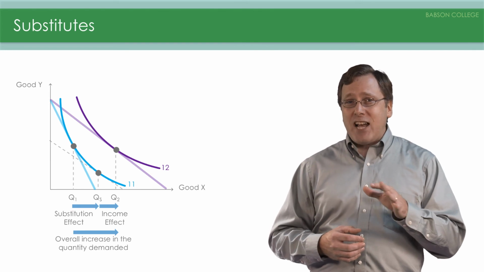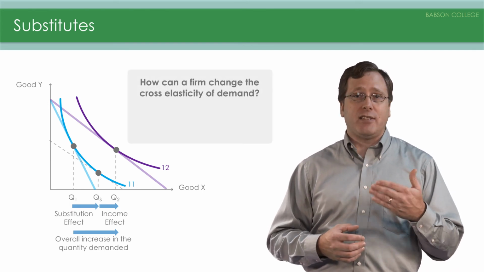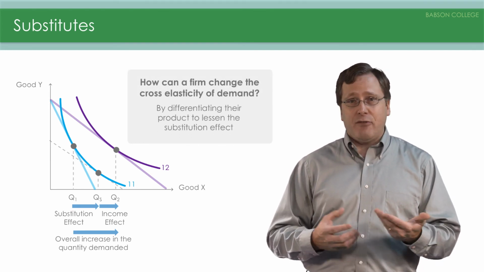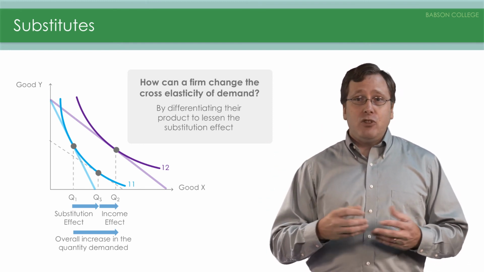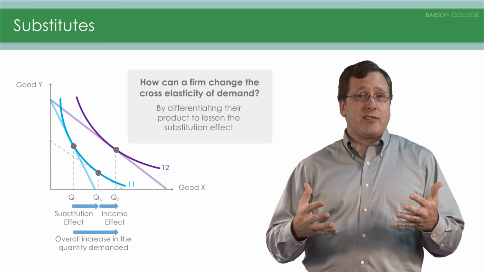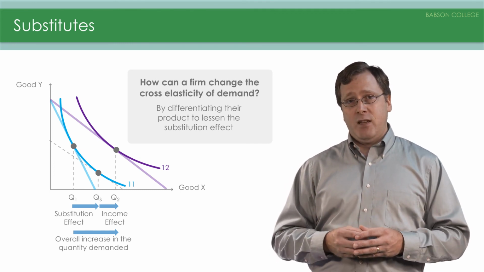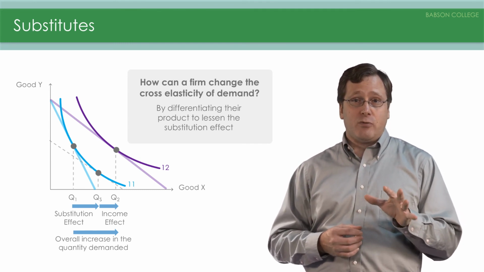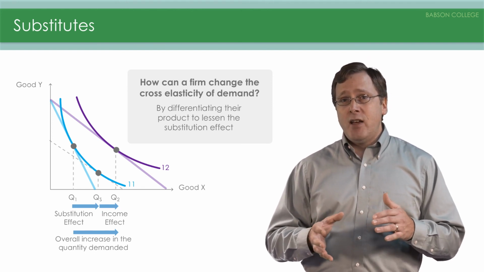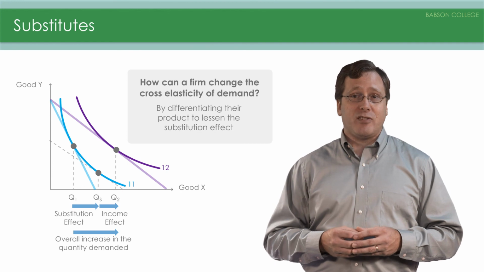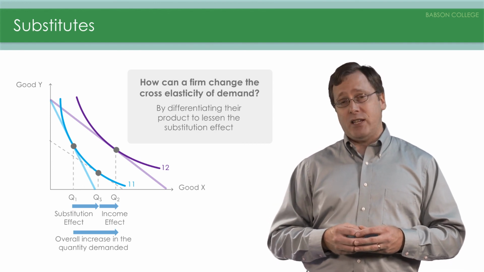What we're asking is, how could a firm change the cross-elasticity of demand? Can a firm find a way to make their products stand out, to make it unique, to make other products a poorer substitute? If they can, then consumers will be less influenced by price fluctuations in other goods, and the firm will have a smaller substitution effect if the firm increases price.